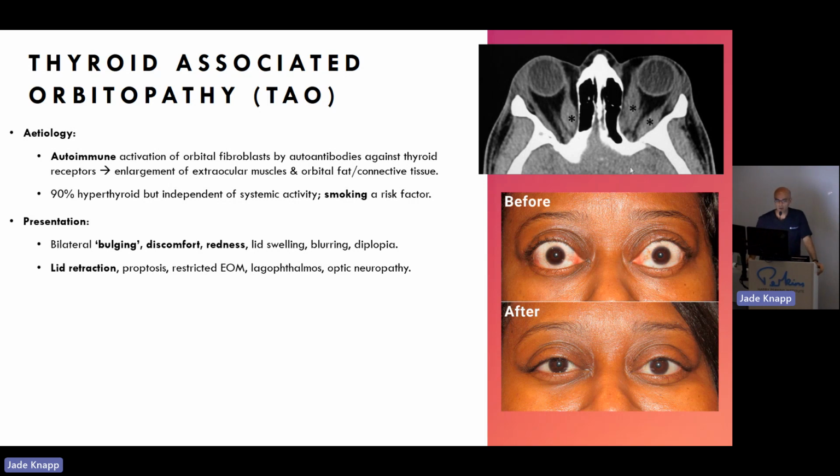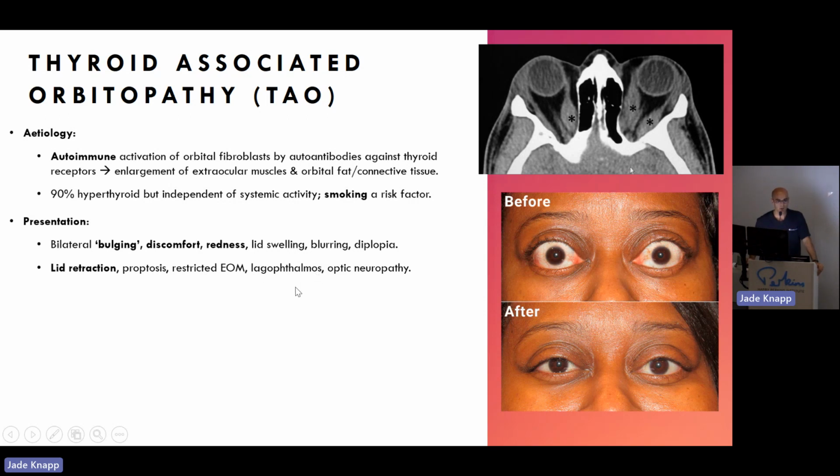Lid retraction is this effect where the lid looks raised and you can see all this white sclera above the colored iris. You don't normally see this sclera. If you look at the person next to you, you're not going to see the top of their sclera, right? Restricted extraocular movements, EOM, causing the diplopia.